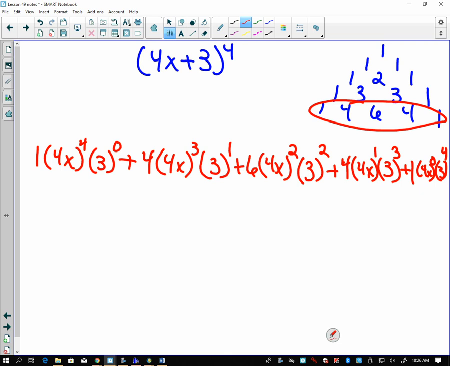Okay, so now we're actually going to do the math. Is the 3 to the 0 going to change anything? No, so the first thing I'm going to do is take 4 to the 4th. What is 4 to the 4th? No, 4 to the 4th, not 4 times 4. We're in Algebra 2. We do understand that an exponent is not the same as multiplying. 256.